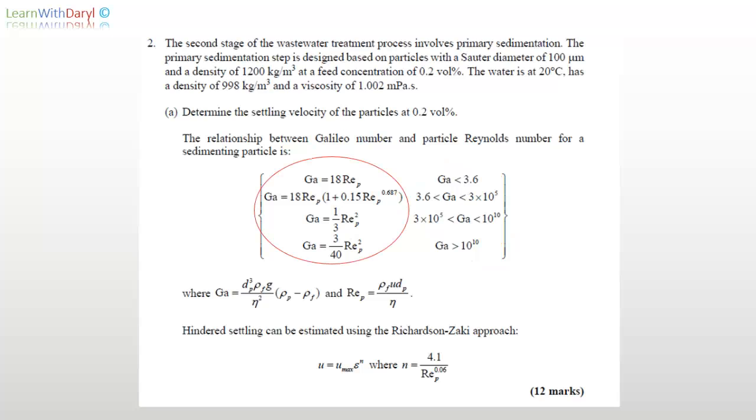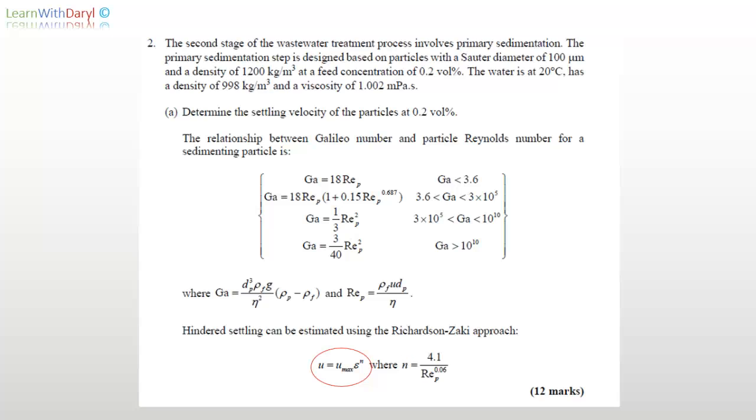Step 4. Apply correlation and evaluate REP from the calculated GA value in step 3. Step 5. Use the equation for REP encircled in red to evaluate Umax, the settling velocity of particles. Step 6. Use the Richardson-Zaki approach and calculate the exponent n from REP using this equation.